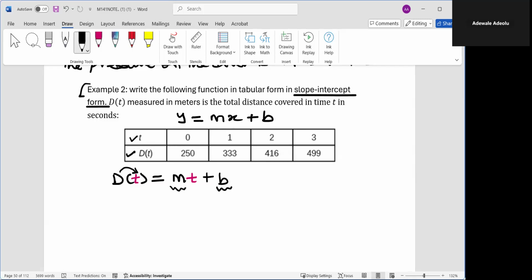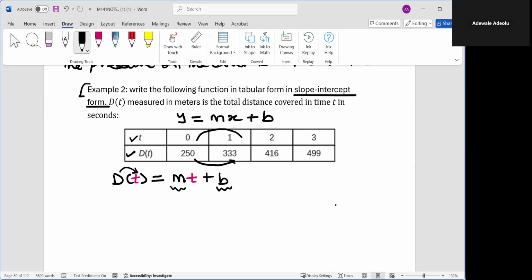If we look at this table, what do we notice? We notice that when the time moves from 0 to 1, we don't know if it is hour or second or minute, but let us presume a unit, let's say second. So when it moves from 0 to 1, so that is 1 second, the distance changes from 250 to 333.